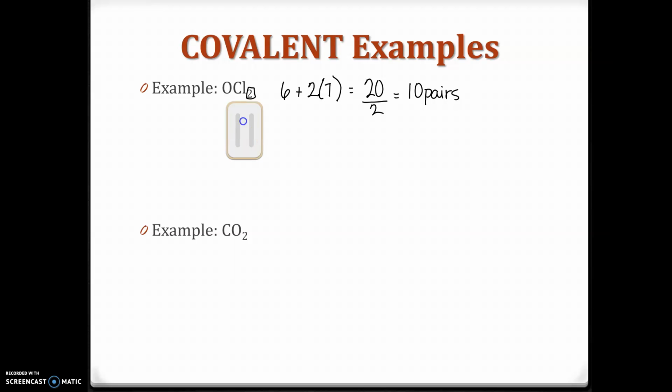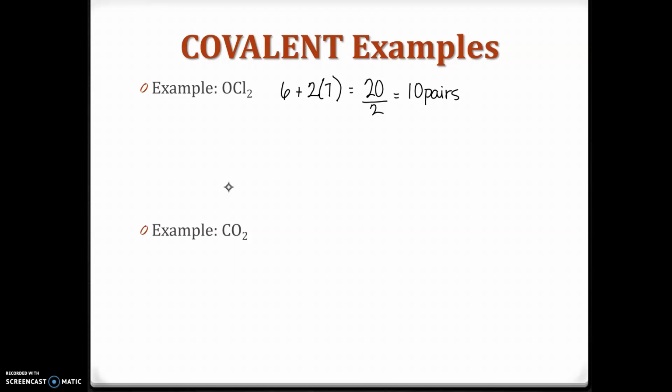For here, we can see that oxygen has only 1 atom, whereas chlorine has 2. So that makes it really easy to decide that oxygen is actually the central atom.